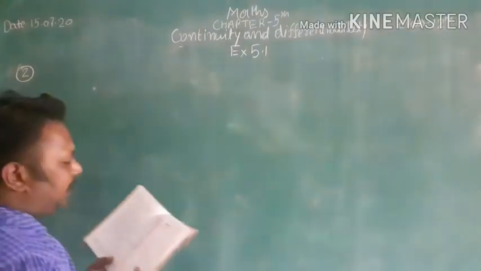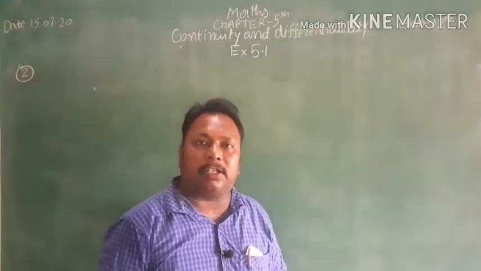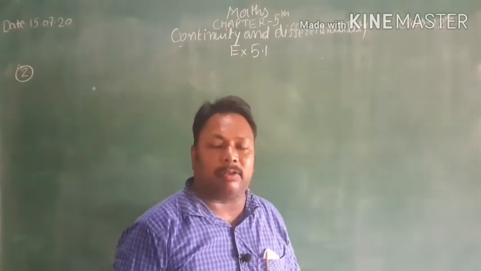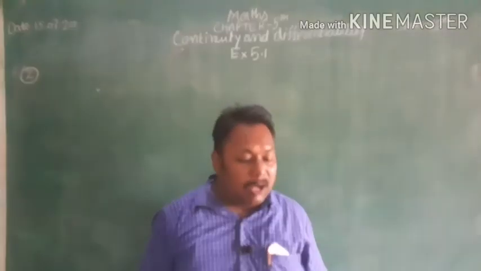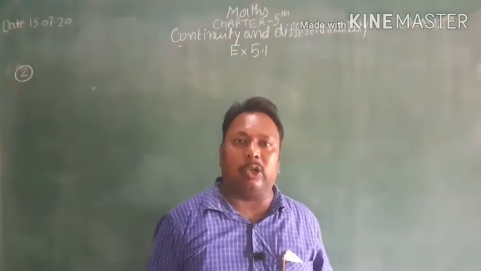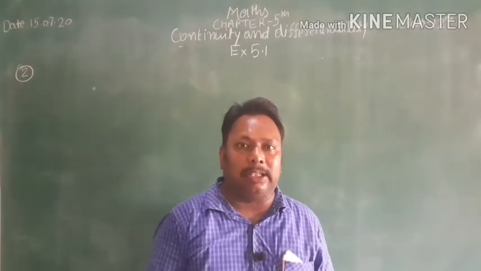Question number 2 is same as question number 1. Examine the continuity of the function f(x) = 2x² - 1 at x = 3. So at x = 3, we will find out the limit and find out the value of f(3). If both are equal, then the function is continuous at x = 3.